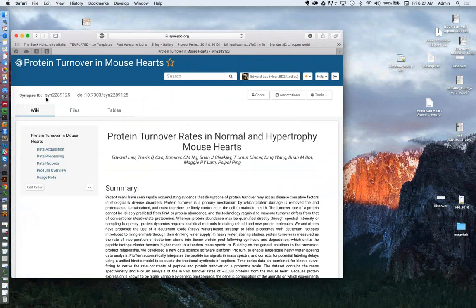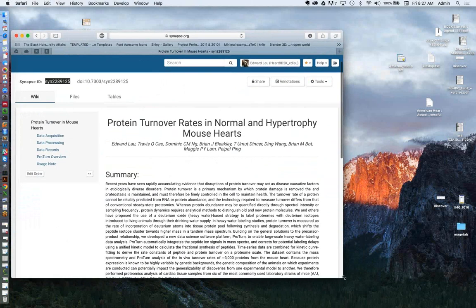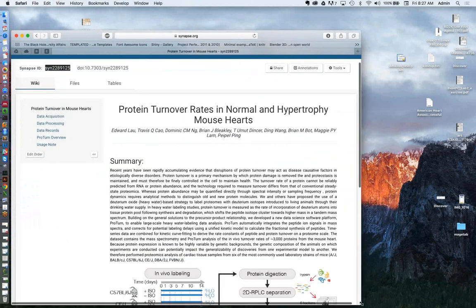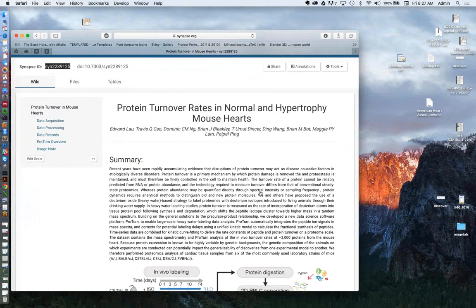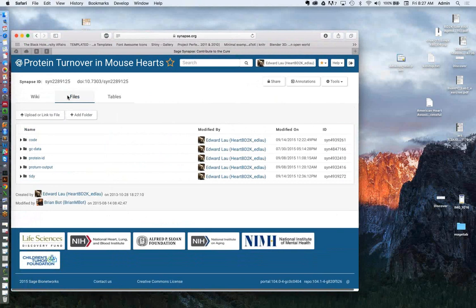There are a few ways you could access this. You could type in this Synapse ID, or you could go to the data set on Synapse, or you could probably just search for our center on there. So this is the wiki that I'm showing right now, and there are a number of sub pages, so you could navigate through them.